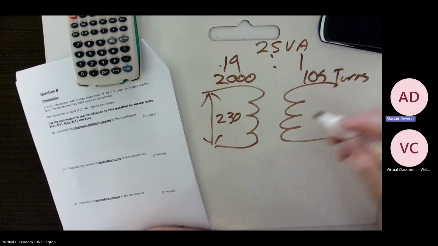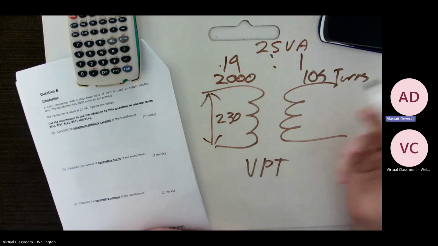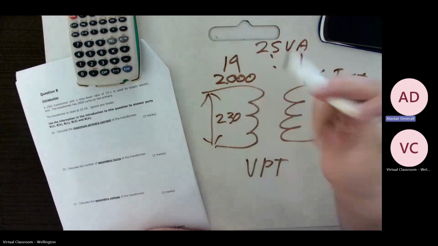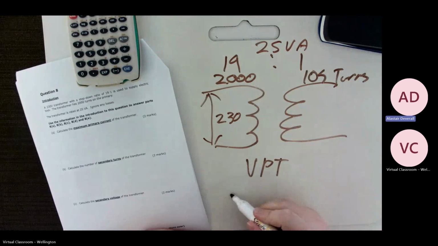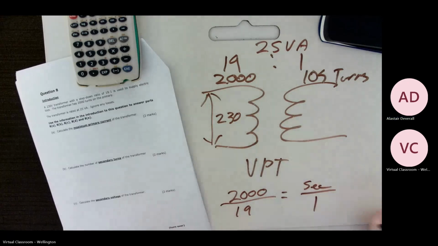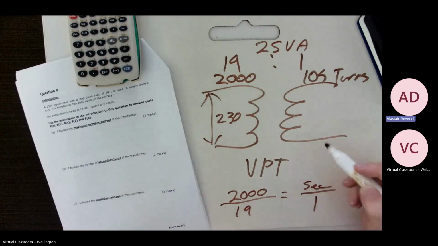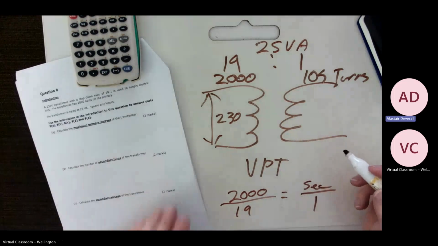But the best way is to look at our volts per turn, or our ratio. And ultimately, the ratio is the one that works, which is why we get our 2,000 divided by 19 equals our secondary over 1. That is our ratio, which came from there. And we don't have a volts per turn, but we could, and that's what we're using for our next question, which is C.